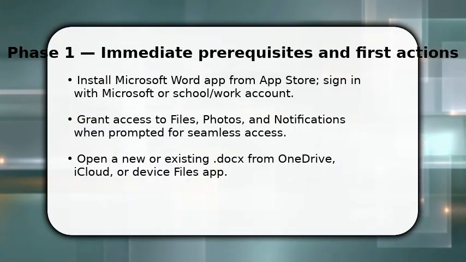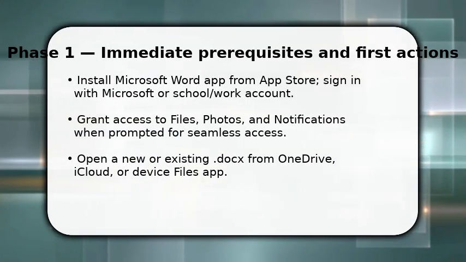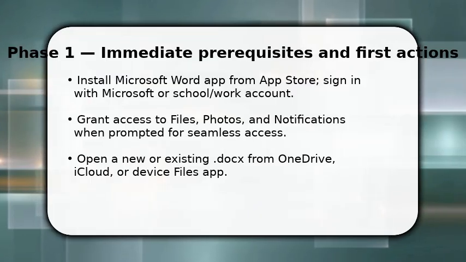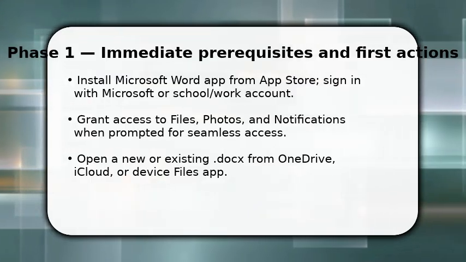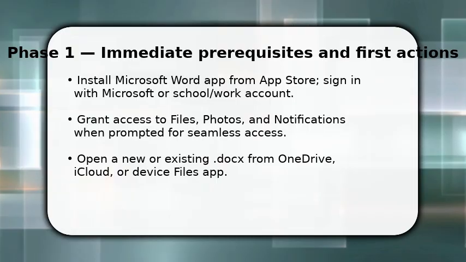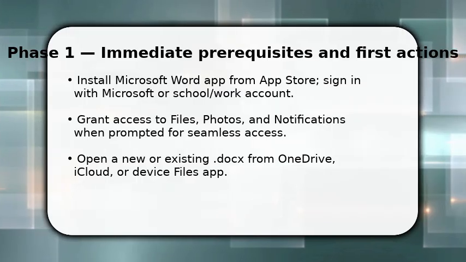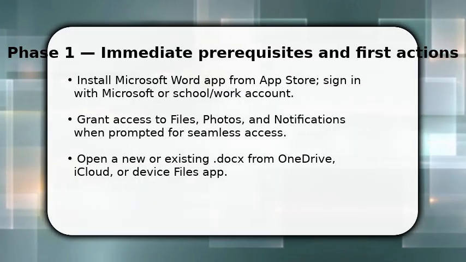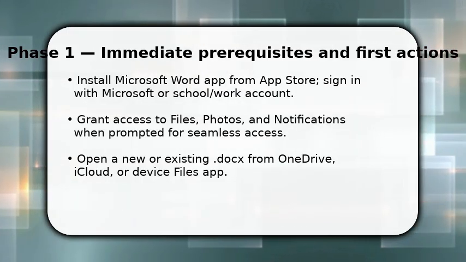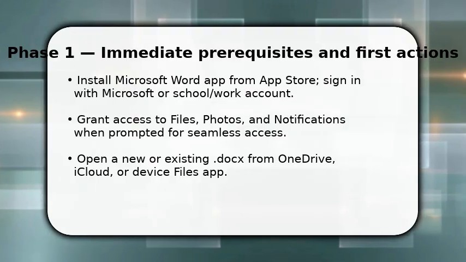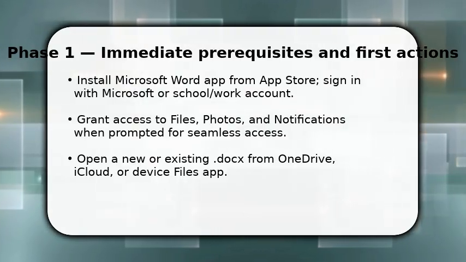You'll start by installing and signing in. This gives Word permission to sync and save. Once done, grant access to files and photos so documents open directly from the Files app. Tap the Word icon, then choose New Document or Browse to open an existing .docx from OneDrive, iCloud Drive, or On My iPhone. Make sure autosave is on when using OneDrive. That prevents data loss.